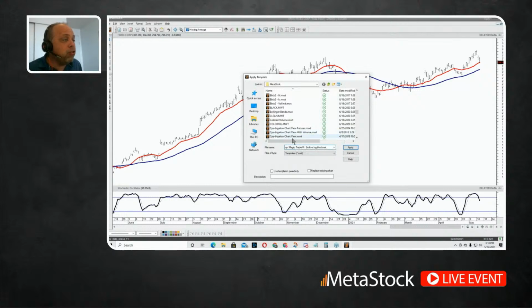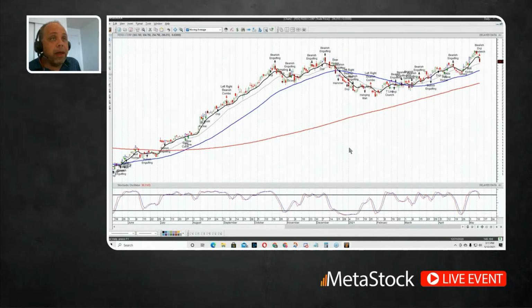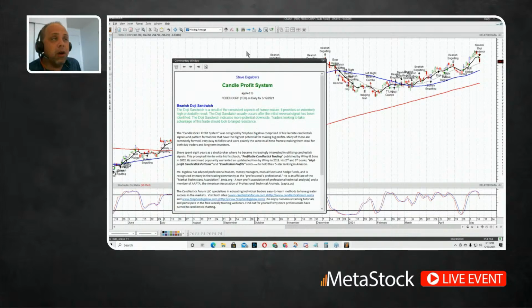So I've opened up the chart and opened up the Candle Profit Systems chart view, which will apply all the indicators for me. You can see we had a nice bull kicker right here. We had a scoop here, we had a bearish engulfing here, but there's that bearish doji sandwich that we're looking for. If I want to take a look at the definition for that, I can go to the expert commentary and it'll spell that out again for me like we were looking at before. So I love the way that we can zero in on the stocks that have an opportunity.